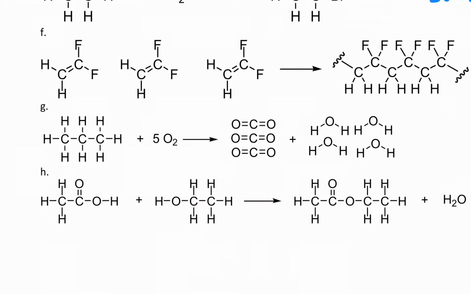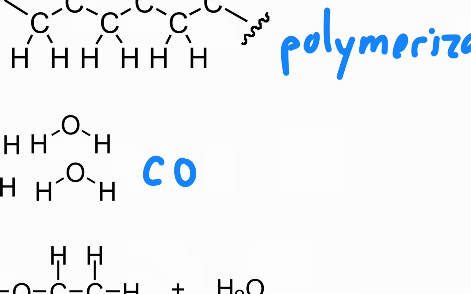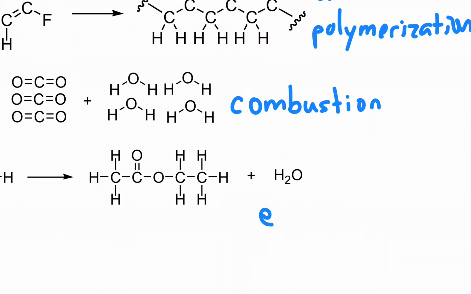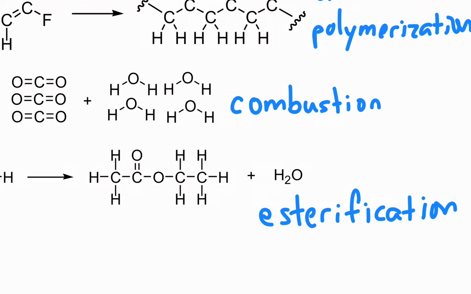G is a structural representation of a combustion. This should have been the easiest one to identify. That's just oxidation of a hydrocarbon to make CO2 and water, which by process of elimination, you could tell hopefully that the last one is esterification. That's the name given when we make an ester.